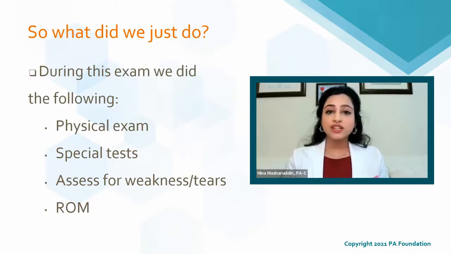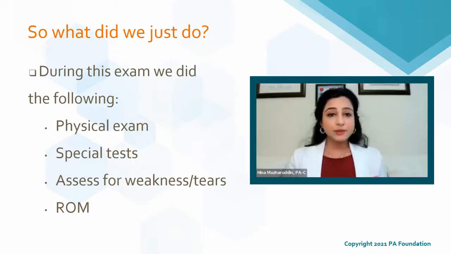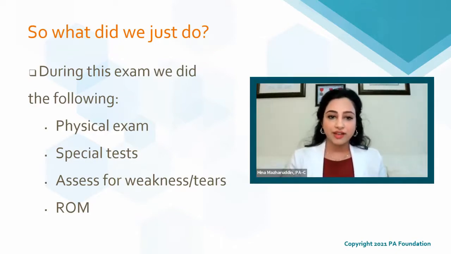We tested abduction and adduction, forward flexion and extension, external rotation and internal rotation. We even did special tests. For impingement, we did the painful arc test, the Hawkins test, and the Neer's impingement test. We assessed for any weakness using things like the empty can test to test for the supraspinatus muscle. We tested for fixed external rotation to assess the infraspinatus and teres minor muscles, and even did a back liftoff test, and that was to test for the subscapularis muscle of the rotator cuff.